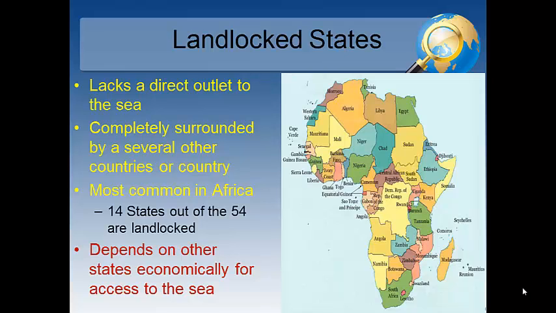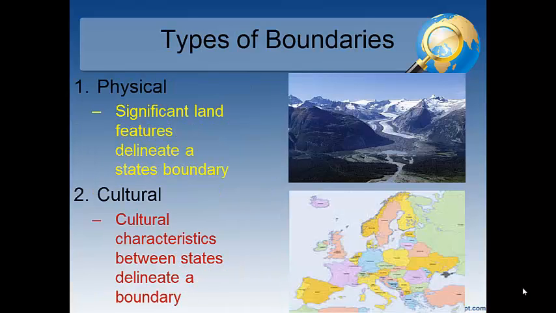So hence, it's most common in Africa. 14 out of the 54 states are actually landlocked. And clearly, just like we talked about with a perforated state, landlocked states depend on other states economically to access the sea for imports and exports. Alright, now let's talk about boundaries.